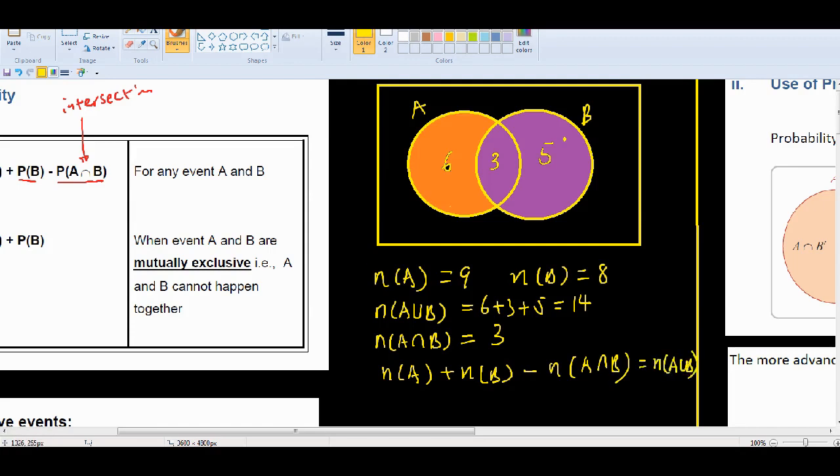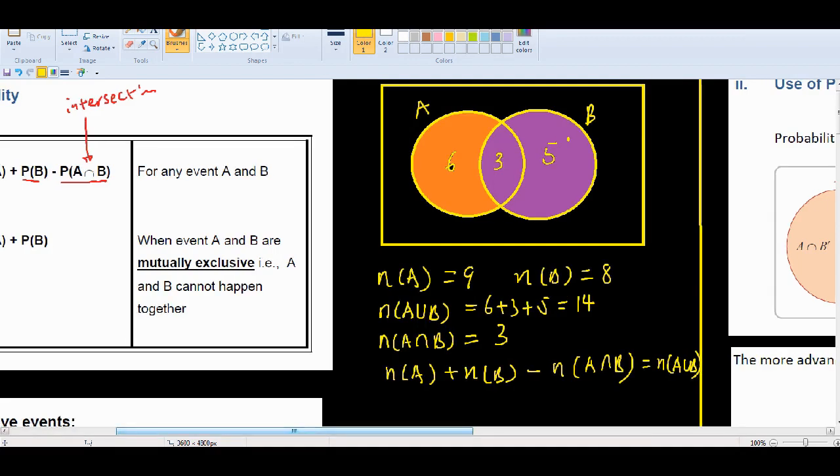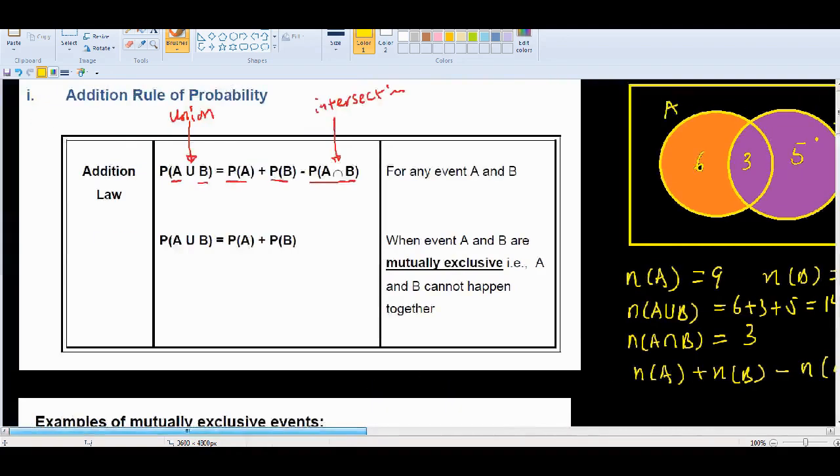Okay, so that's for the number of elements, but we understand that probability is just the number of elements in the subset, which is what we call events, divided by the number of total elements in the universal set. So for probability it will happen in a very similar fraction. The rule actually is for any events, so for all events you can apply this addition rule.